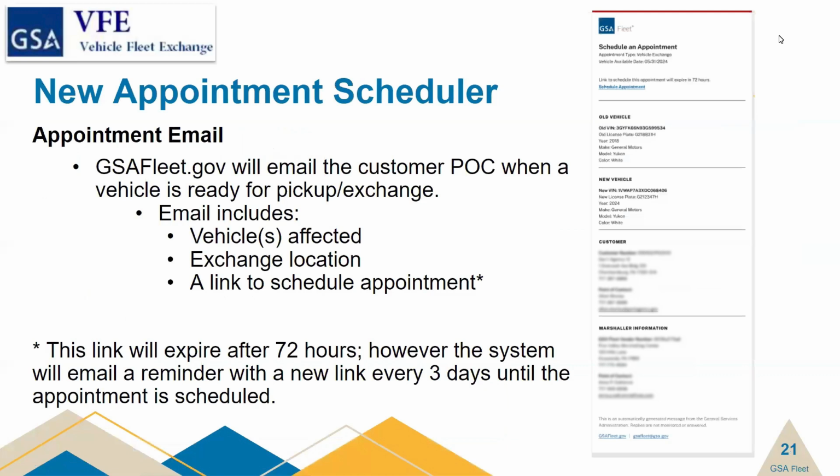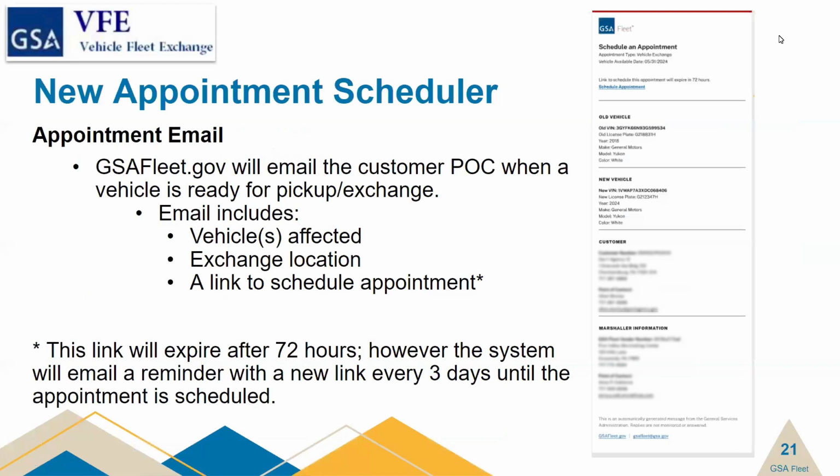When a vehicle is ready for pickup or exchange at a marshaling site, we will automatically email the customer POC to inform them that the vehicle is ready for pickup or exchange. You can see on the right-hand side here, we have a screenshot of what that email will look like. So you'll have old and new vehicle information, you'll have your customer information, and then the marshaling information for the location that the appointment will be conducted at, including POC information for the marshaling site.